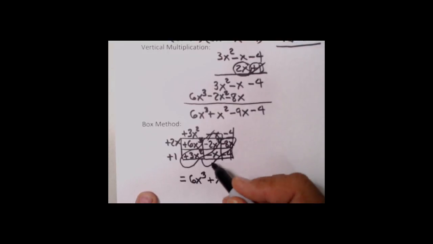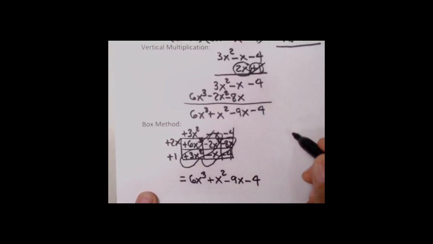Then the x's to the first power, I've got them circled. Negative 1x, negative 8x is a total of negative 9x. And then the plain number by itself, minus 4. Well, notice, got the same answer by both methods, or either method.